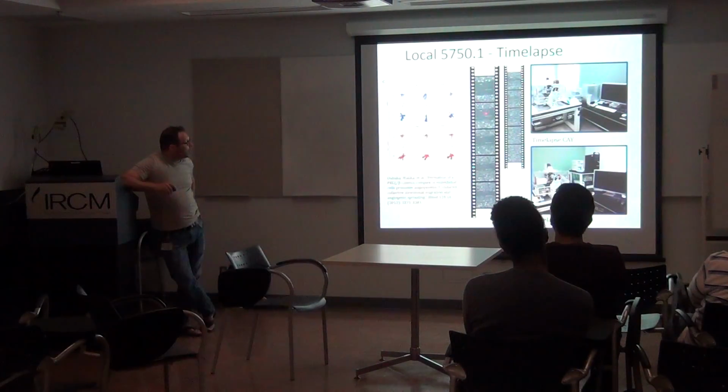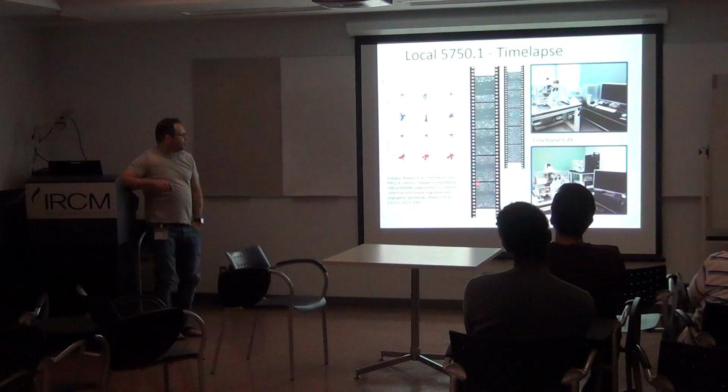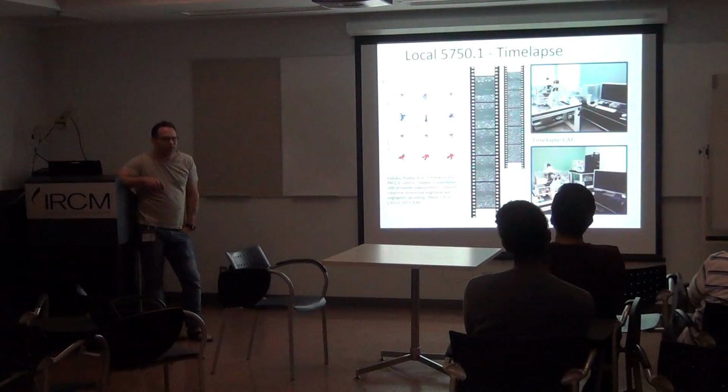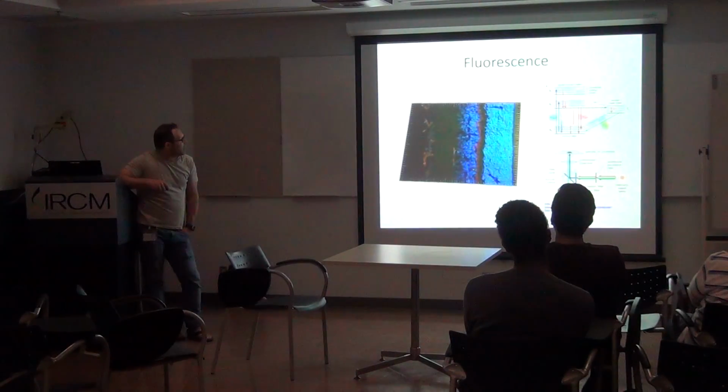This is just an example of a scratch assay. At time one, you just scratch your culture of cells, so you produce a scratch, and with time, cells are going to close that scratch, and you can figure out how fast it goes, in which direction cells are moving, and things like that.